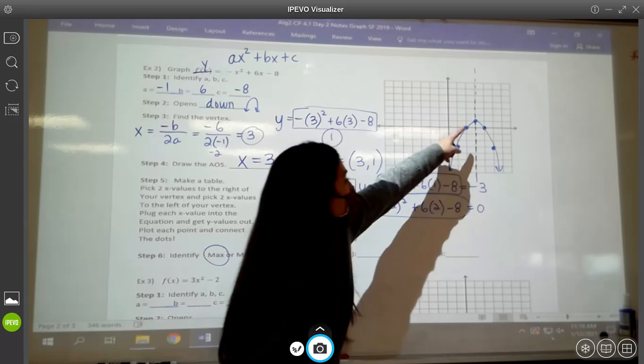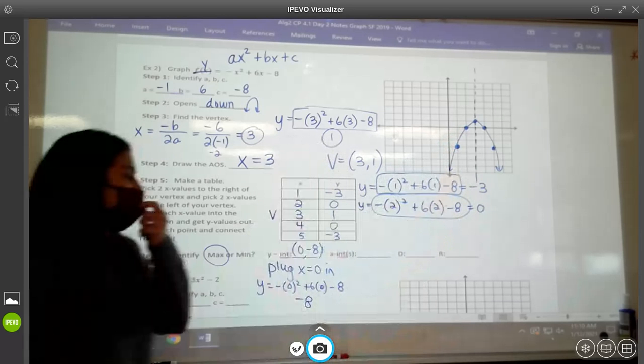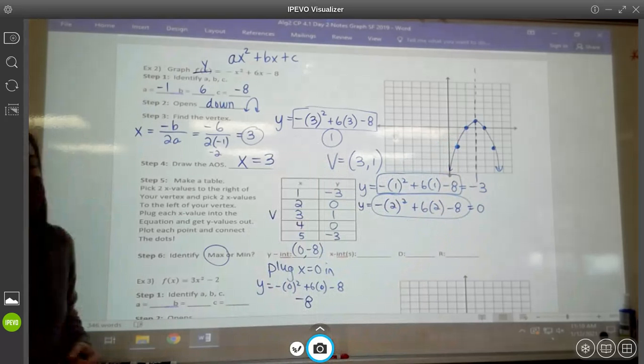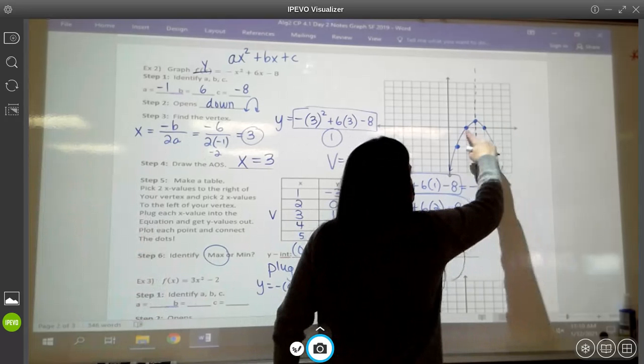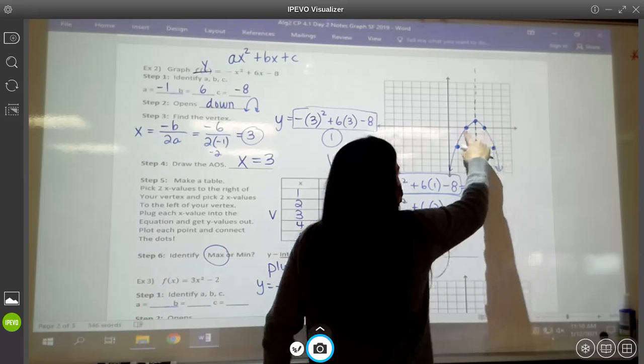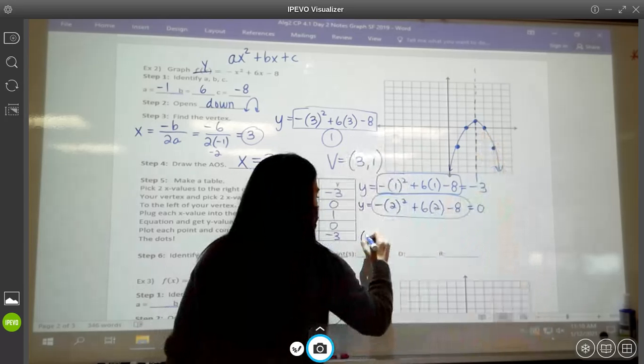Which is what my little arm looks like it's heading towards. All right, what about the x-intercepts, the roots? Where does it cross the x-axis? It looks like it crosses it 2 times, right here and right here. 2, 0, and 4, 0.